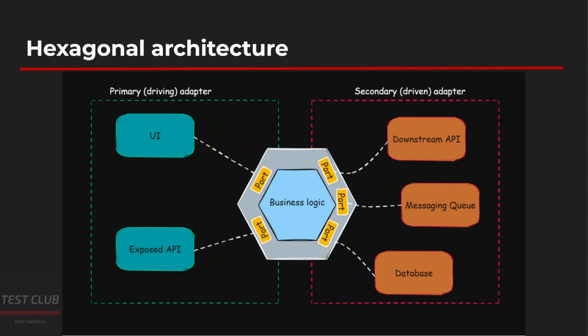A secondary or driven port will be the one that is driven by the application for the application needs. For example, application needs to call some downstream API to get some data or to store some data in the database. Because those ports are not starting an interaction, they are called driven.